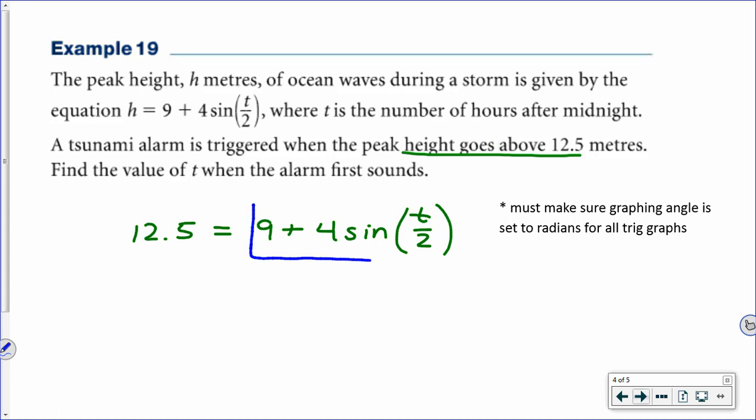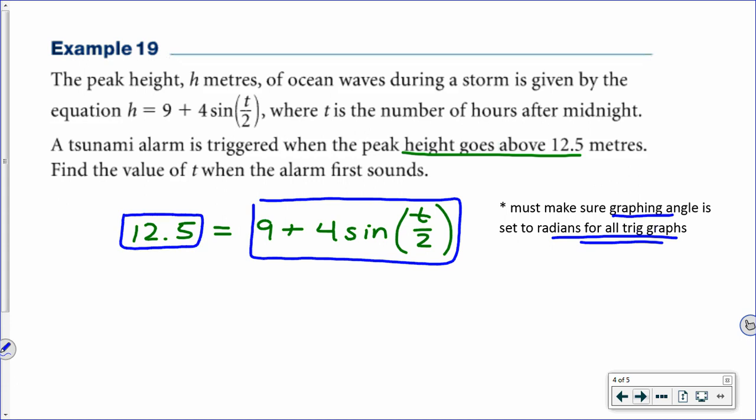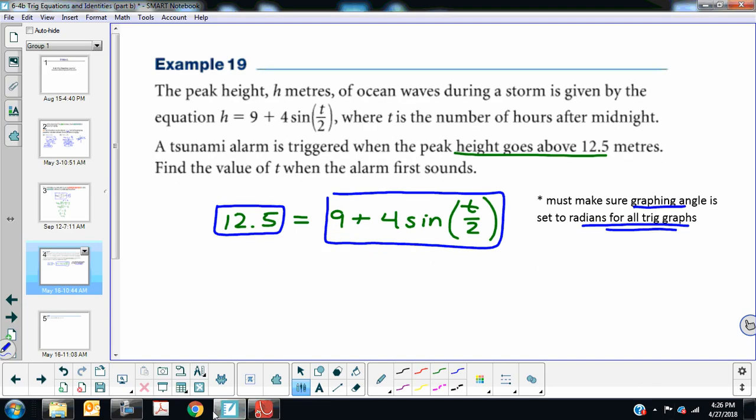This function goes in. You see the asterisk over here has a note. Make sure that the graphing angle is set to radians for all trig graphs that we do on this exam, and I'll demonstrate how to do that. And then we'll graph 12.5 as a line that cuts across and see where they intersect. So when I go to a graph, this time I'm going to add a new graph.